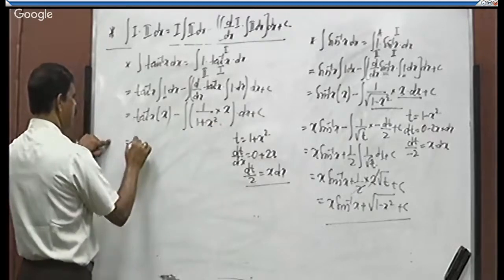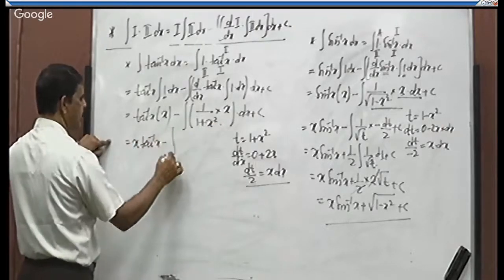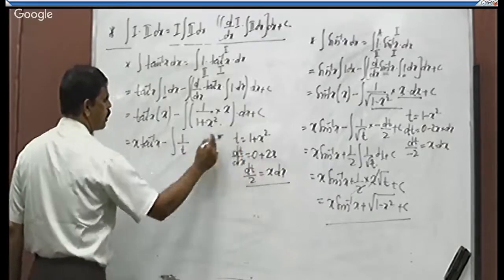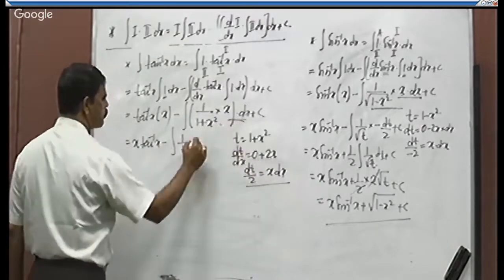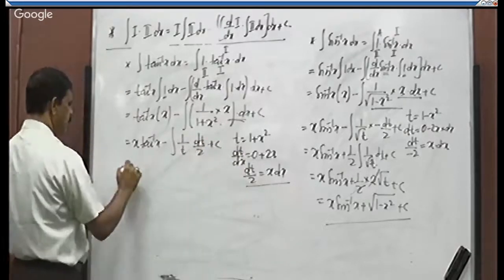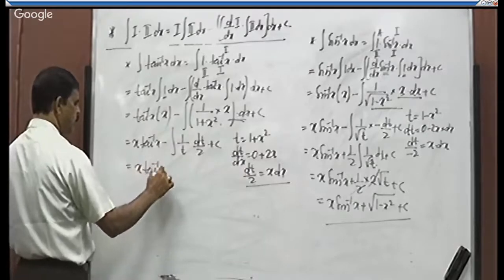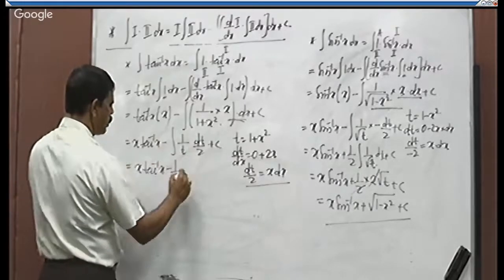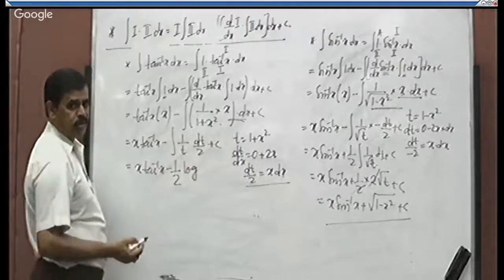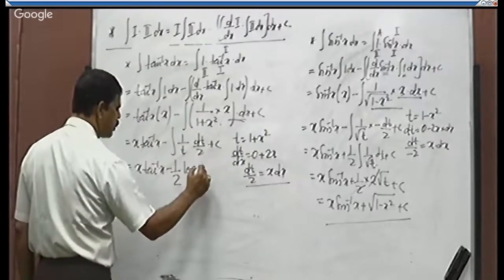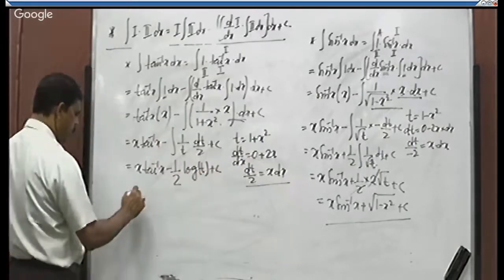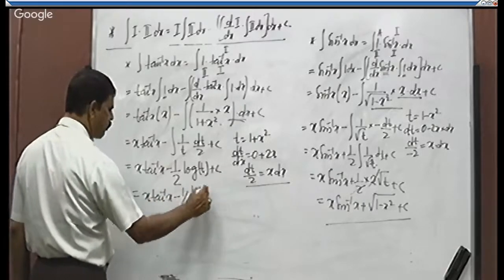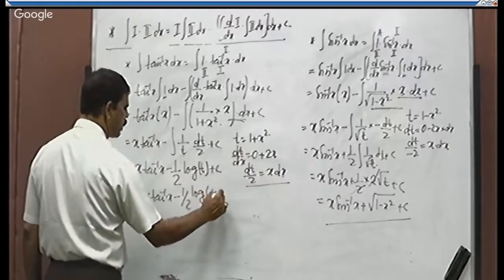Substitute here, x into tan inverse x, right, minus integral of 1 by t, because 1 plus x square is taken as t. x into dx can be taken as dt by 2, plus c. It is x into tan inverse x minus, take 1 by 2 outside. What is remaining? 1 by t into dt. Integration of 1 by x dx is log x. So according to that, integration of 1 by t into dt is log t plus c. Now you can replace that t value. x into tan inverse x minus 1 by 2 into log of t, t is equal to 1 plus x square, plus c.